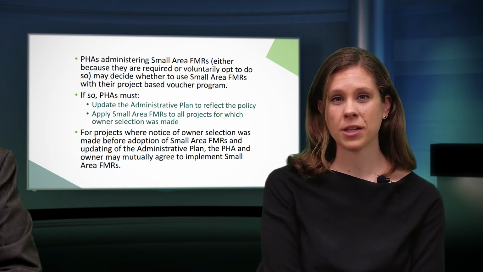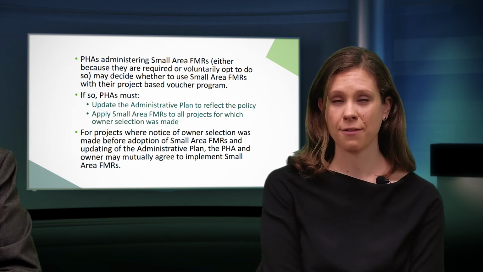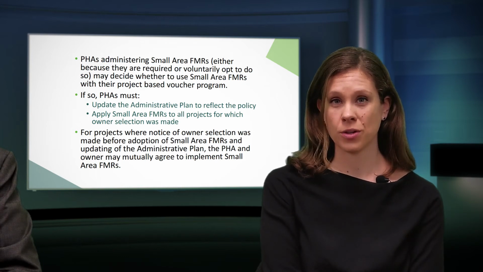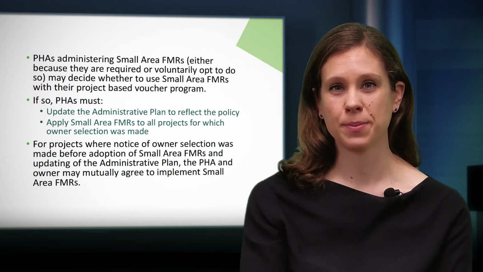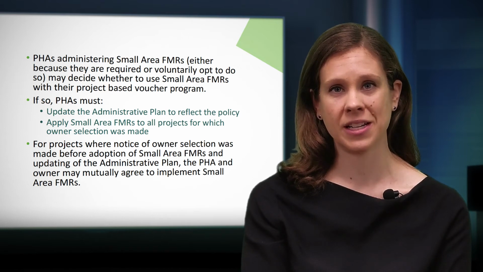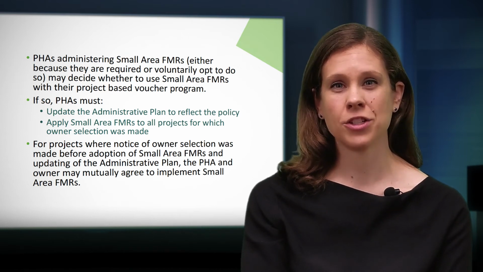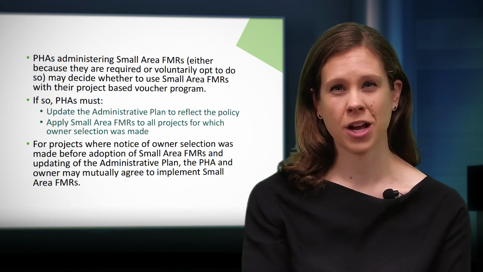The PHA must apply small area FMRs uniformly for all projects within its jurisdiction where the use of small area FMRs is required, and for which notice of owner selection was made after the PHA adopted small area FMRs and updated its administrative plan. For any project where the notice of owner selection was made before the PHA adopted small area FMRs and updated its administrative plan, the PHA and owner may agree mutually to apply small area FMRs to the project.